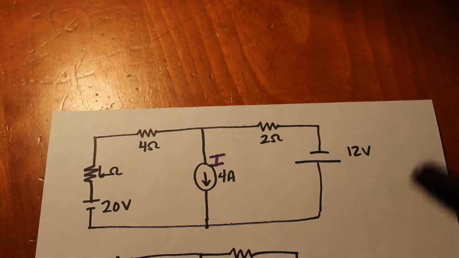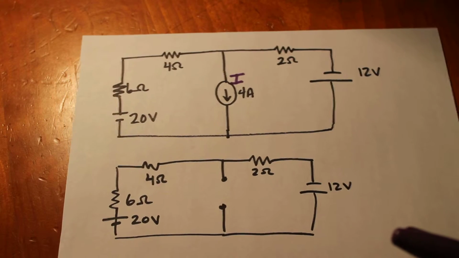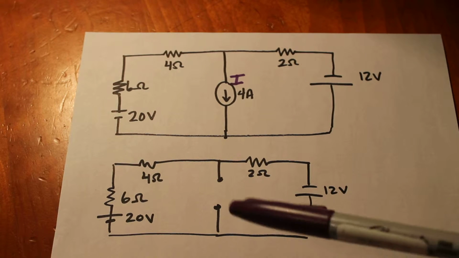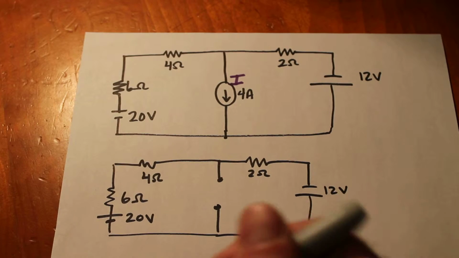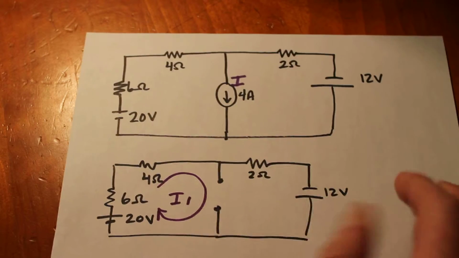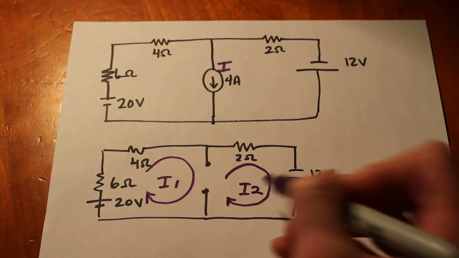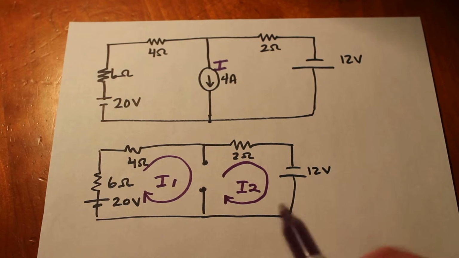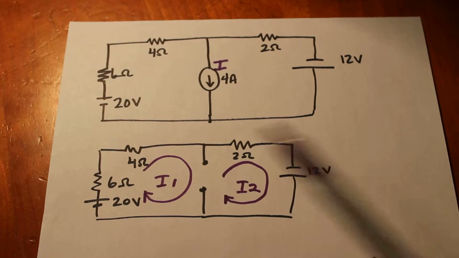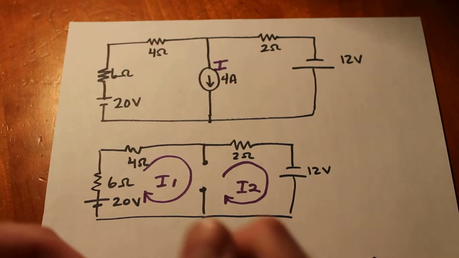First things first, you really should redraw the circuit. So I'll show you what the circuit will look like after we remove that source. And you see that you still have that I1 and I2, and you should write it in every single time. So with those in place and the current source out of the way, we can begin to start this formula.